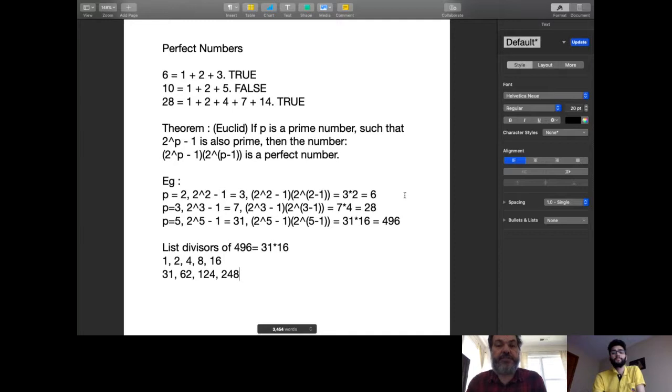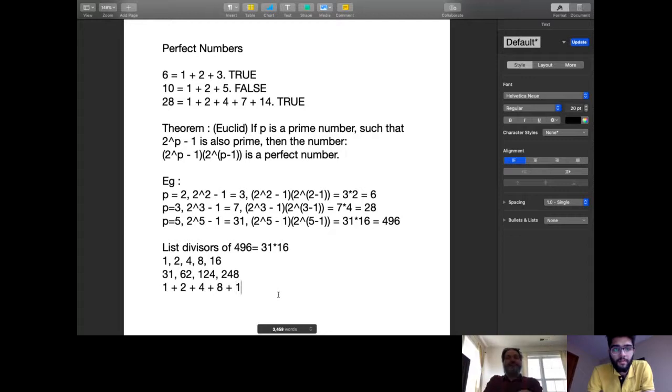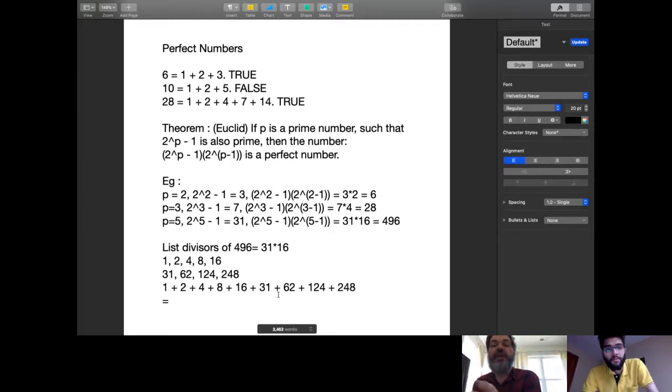Now let's add all these. Let's write another line in which we take the sum: 1 plus 2 plus 4 plus 8 plus 16 plus 31 plus 62 plus 124 plus 248, and we claim that this equals 496.